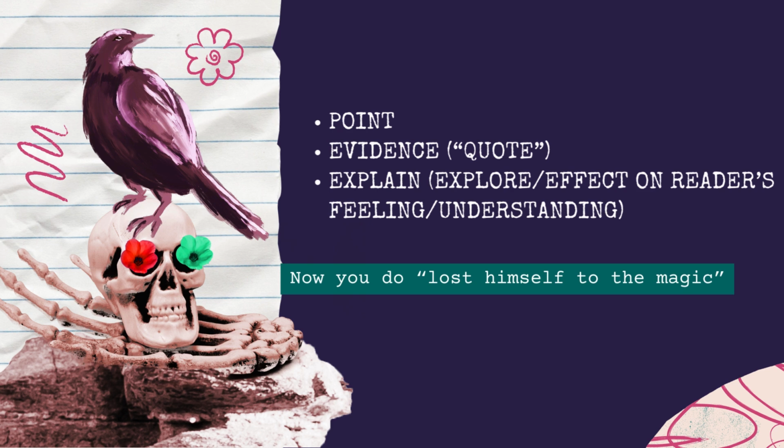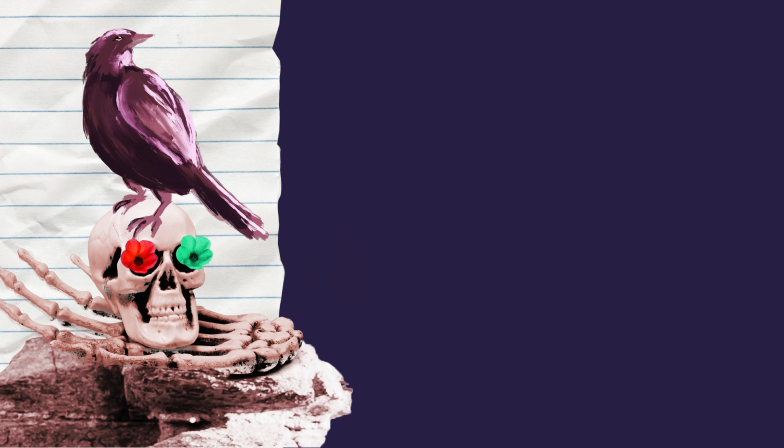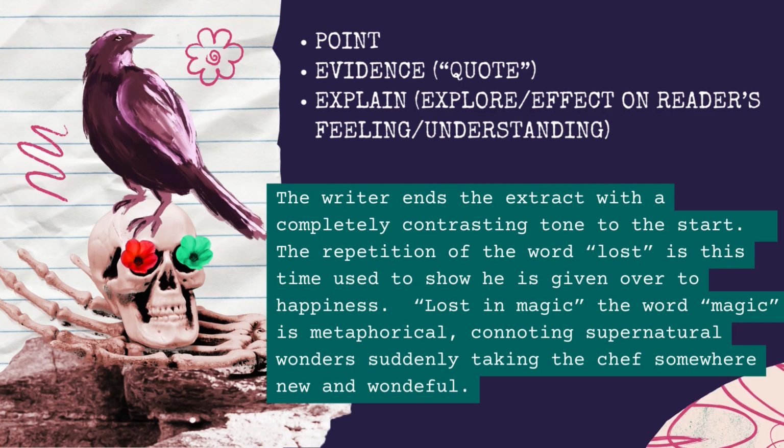So now you have another go. Do lost himself to the magic. And I'm going to give you a sample answer now. The writer ends the extract with a completely contrasting tone to the start. The repetition of the word lost is this time used to show that he's given over to happiness. Lost in magic, with the word magic being metaphorical, connoting supernatural wonders, suddenly taking the chef somewhere new and wonderful. And so we feel like he finds his joy again.